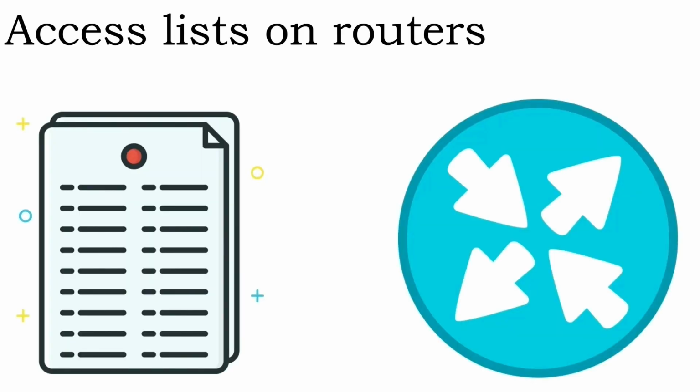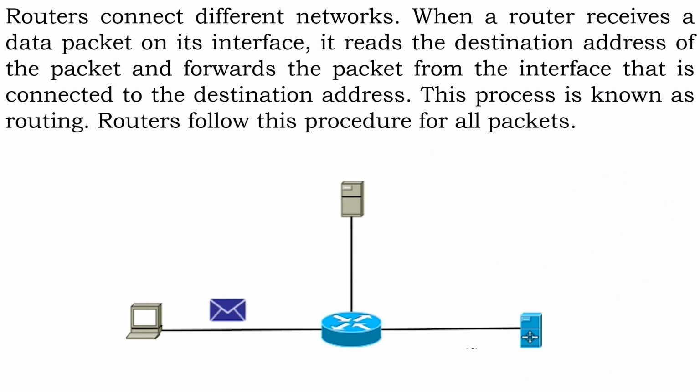Access lists work on routers. Routers connect different networks. When a router receives a data packet on its interface, it reads the destination address of the packet and forwards the packet from the interface that is connected to the destination address. This process is known as routing. Routers follow this procedure for all packets.